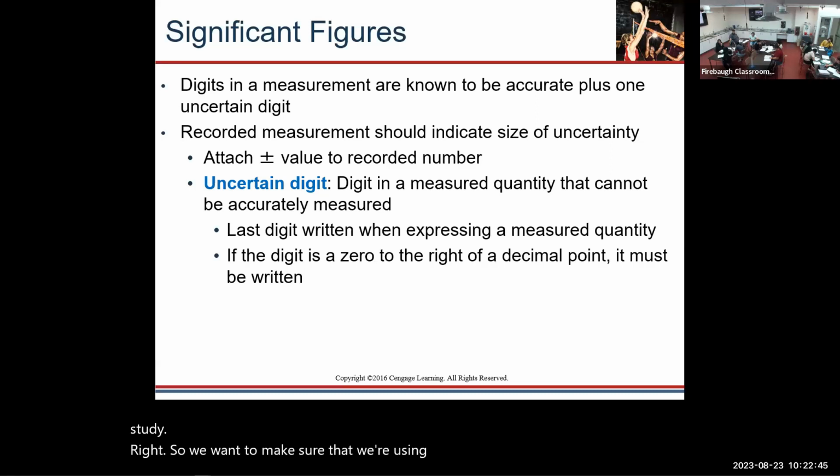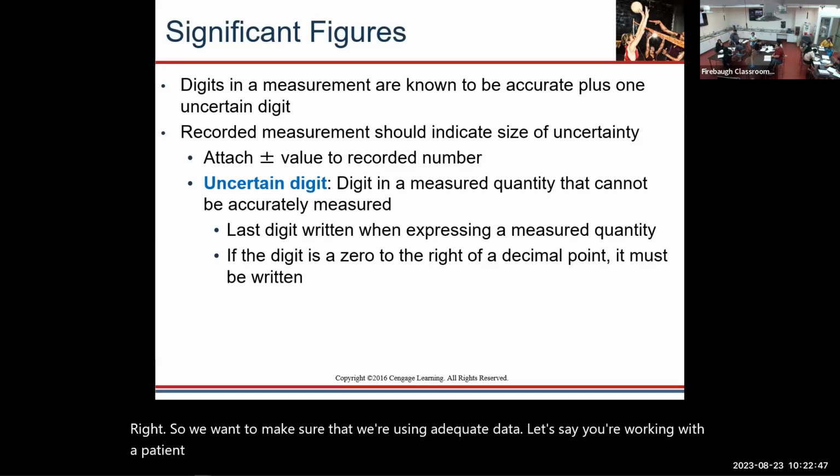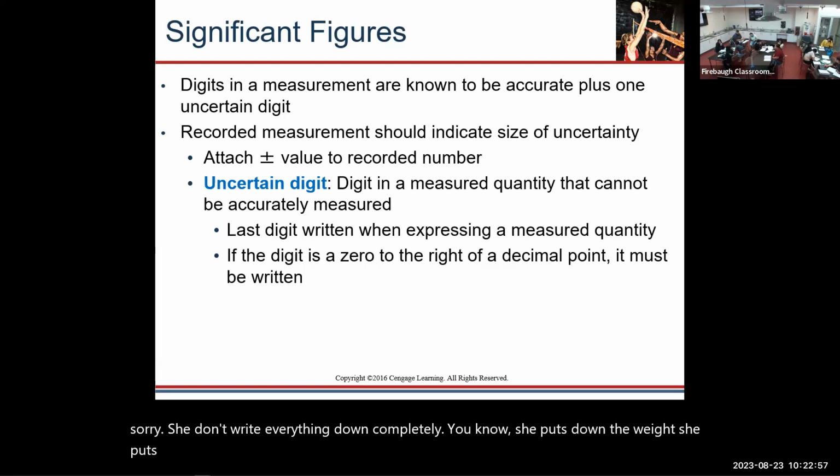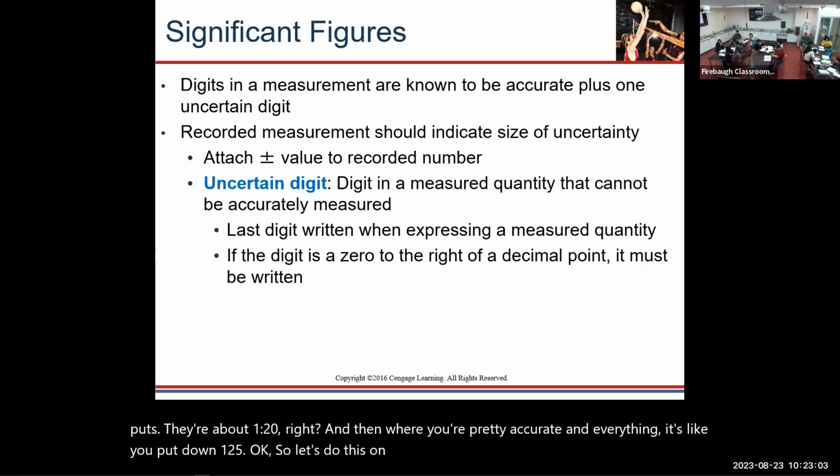Let's say you're working with a patient and you're taking data points and you've got a careless nurse who doesn't write everything down completely. She puts down the weight, oh, they're about 120, right? And then where you're pretty accurate in everything, you put down 125. Okay, so let's do this on the board.